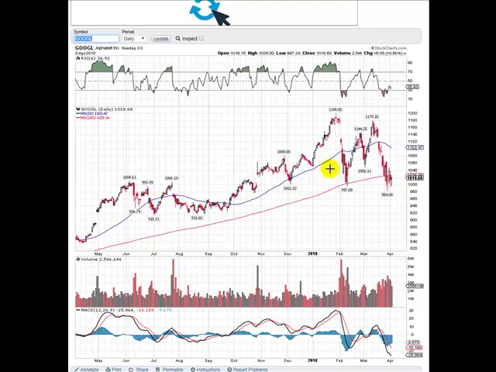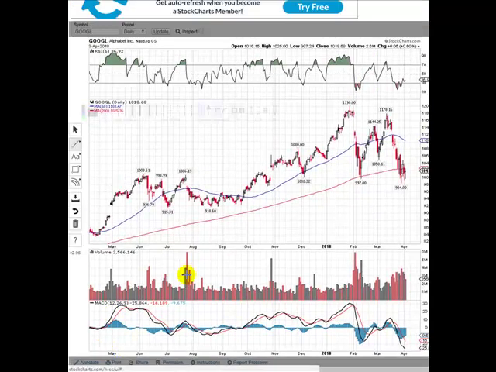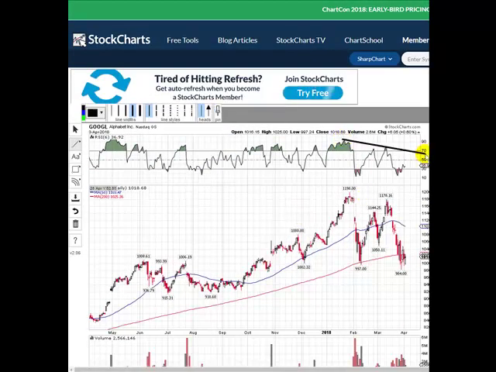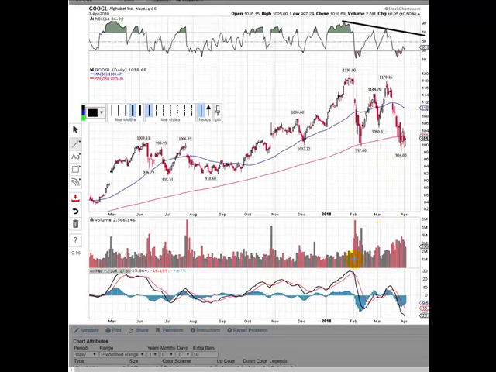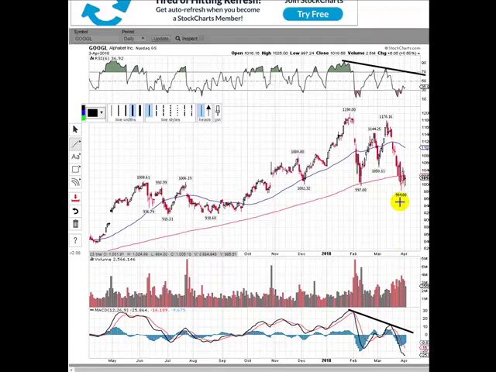And then Google, of course, has been weak as well. Several signs of weakness that show up on it are you've got divergence on the RSI, you've got divergence on the MACD on the daily chart, you've got big selling spikes right here and right here, so lots of selling going on.